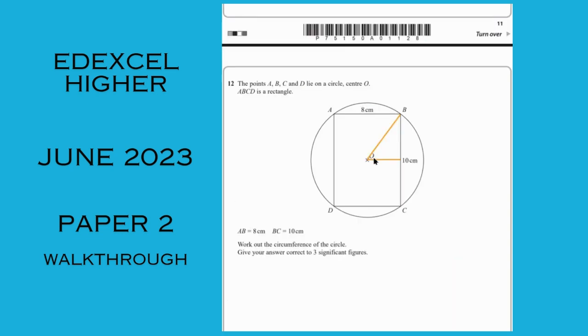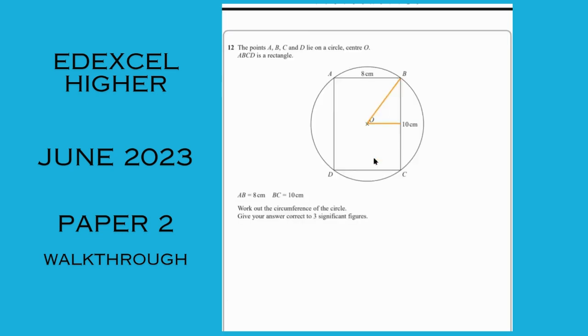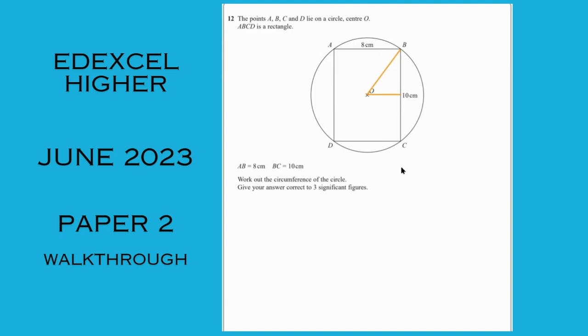Number 12, got a little bit of a head start here. Because the idea is to work out the circumference. Circumference is 2 times pi times the radius. The radius of the circle is there, O to B. And there's your problem. Now what's your solution?